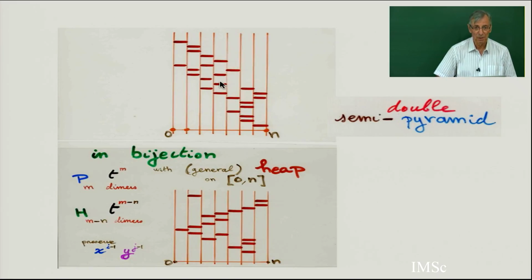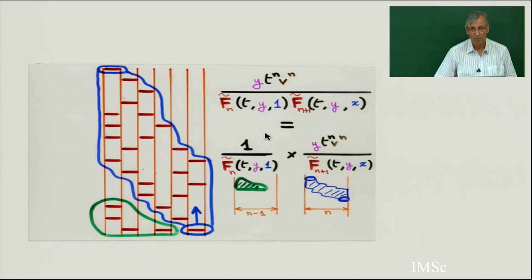So I claim that this double semi-pyramid is in bijection with the general heaps. But when you go from this to this, you are losing some number of dimers. If the pyramid has t to the power m dimers, then the heap has m minus n dimers. So, exercise or proposition: how to prove that the double semi-pyramid is exactly in bijection with heaps of dimers. If you prove this, then you have this formula. This is a formula for the double semi-pyramid, modified with the y and the x each time you touch the border.